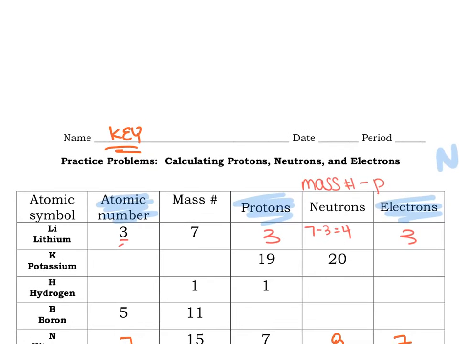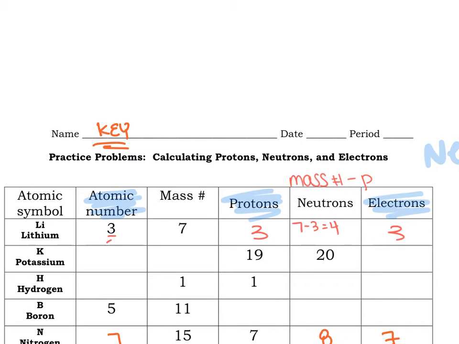All right, on potassium, my atomic number is not there, but I know that there are 19 protons. So since there's 19 protons, there should also be 19 electrons, and that is my atomic number. Boom. Now to get my mass number, I need to take protons plus neutrons. Remember, we do not add on electrons because electrons have a relative mass of 0. So when I take my 19 plus 20, that's going to give me a value of 39.